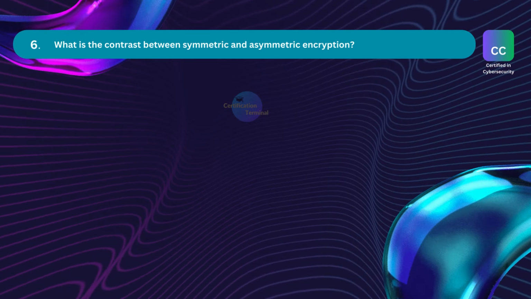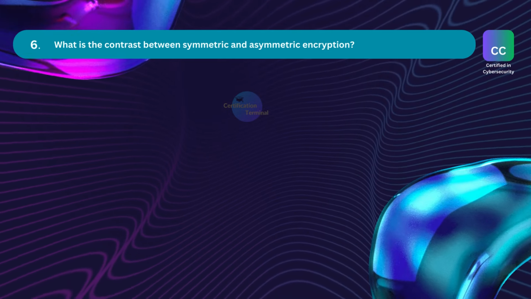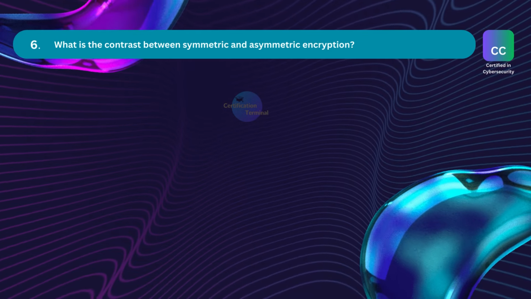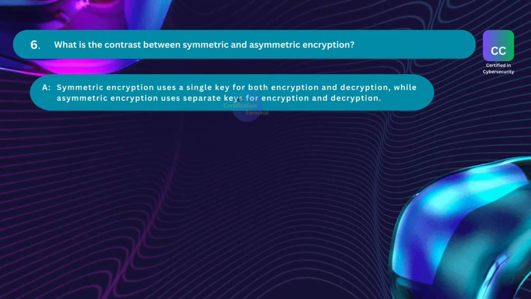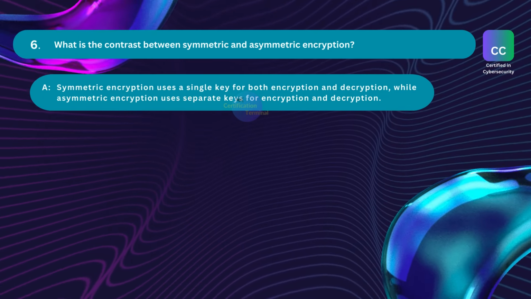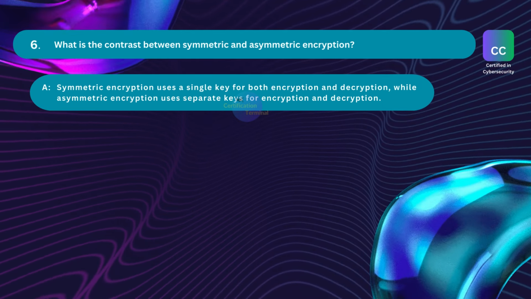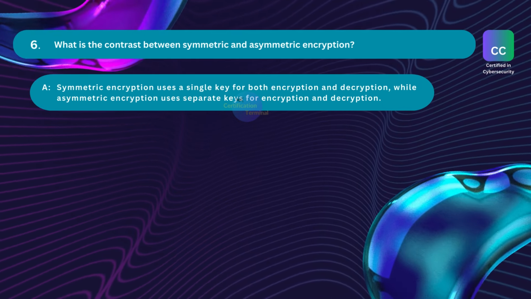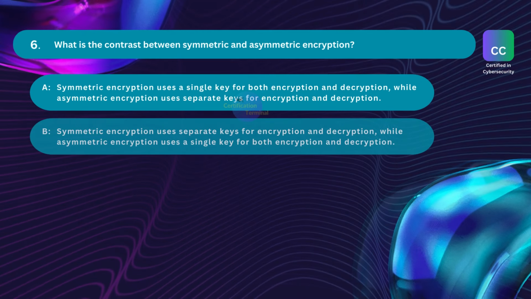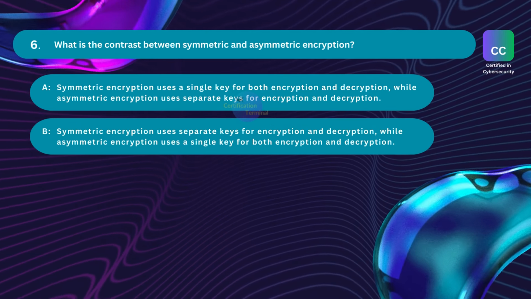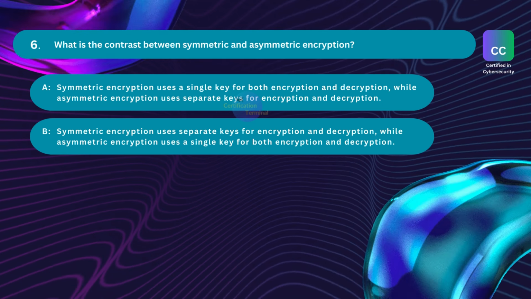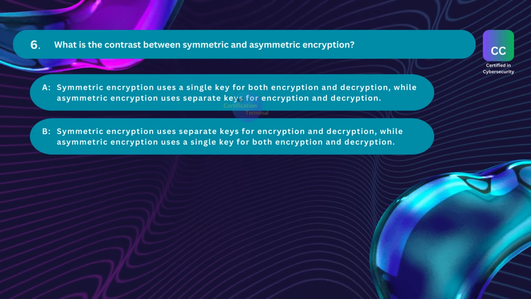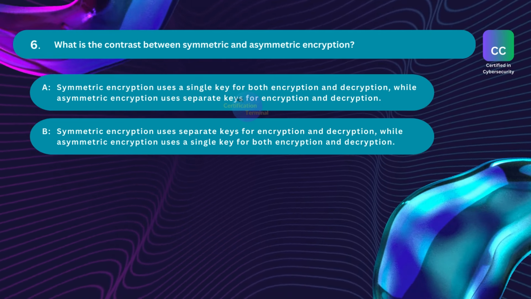Question number 6. What is the contrast between symmetric and asymmetric encryption? Option A, symmetric encryption uses a single key for both encryption and decryption, while asymmetric encryption uses separate keys for encryption and decryption. Option B, symmetric encryption uses separate keys for encryption and decryption, while asymmetric encryption uses a single key for both encryption and decryption.